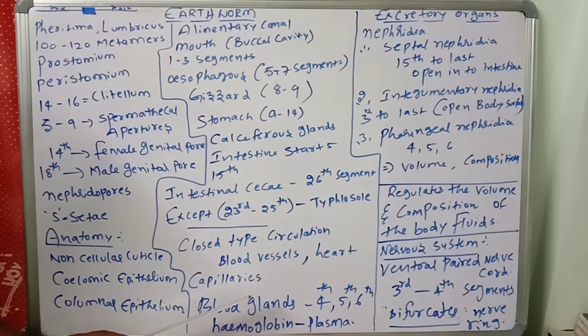Smaller blood vessels supply blood to the gut, nerve cord, body wall, and alimentary canal. Okay, this is very, very important.